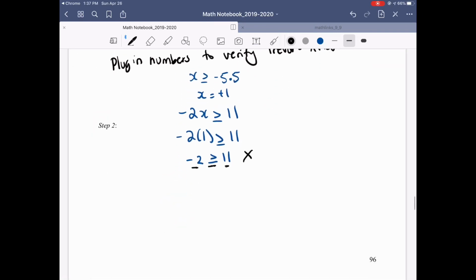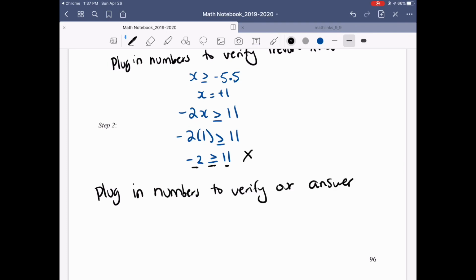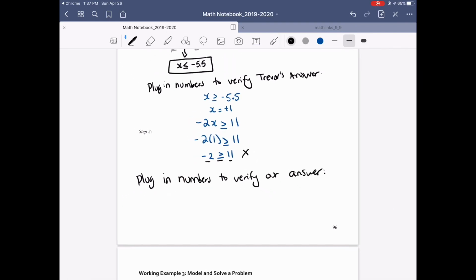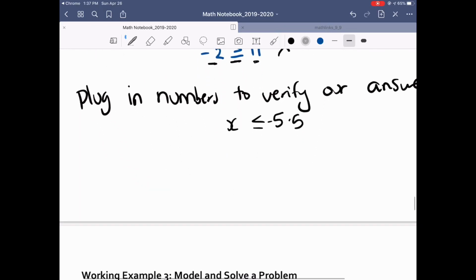If we plug in numbers to verify our answer, well, we got that x is less than or equal to negative 5.5. So a number that's less than negative 5.5, I would say, is negative 10. So let's make x equal to negative 10.